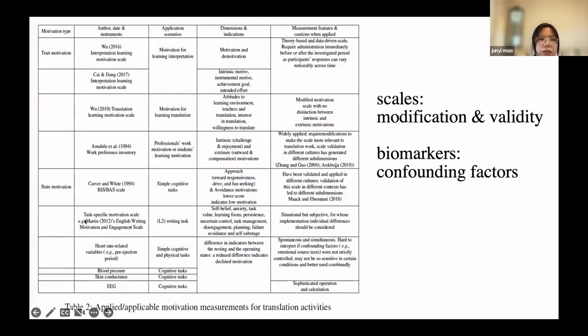So here is a table that shows the scales and biomarkers currently used to measure subjects' motivation states. But we must caution that when we employ scales, especially from other disciplines, the necessary modification and validation is very important. For example, when I tried to use the Work Preference Inventory, a renowned motivation scale in work and education areas, I tried to situationalize those items rather than use its generic expression, because it makes more sense. And when we use those biomarkers, as I stated before, we must strictly control those confounding factors.